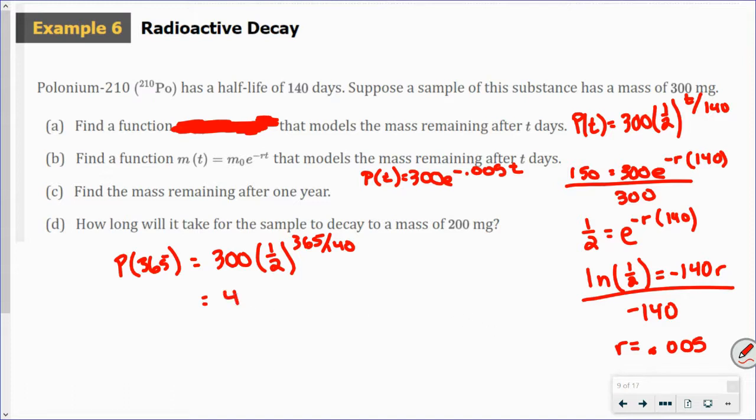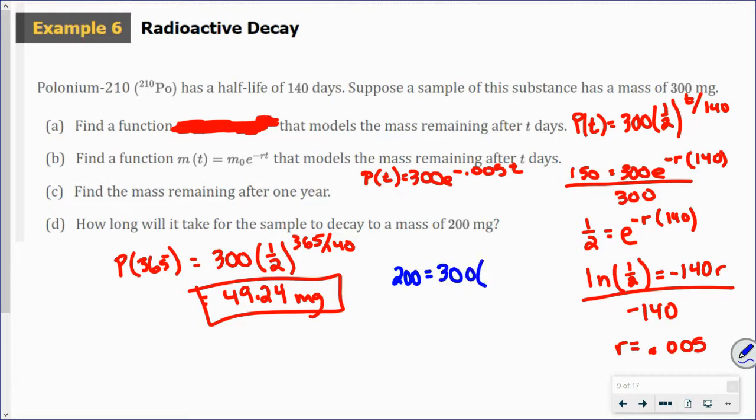So I get 49.24 milligrams. How long will it take for the sample to decay to 200 milligrams? Okay, so now we're going to set it equal to 200 and find the time. So how many days? So half, and then T over 140. Again, you could use this second equation too if you wanted.